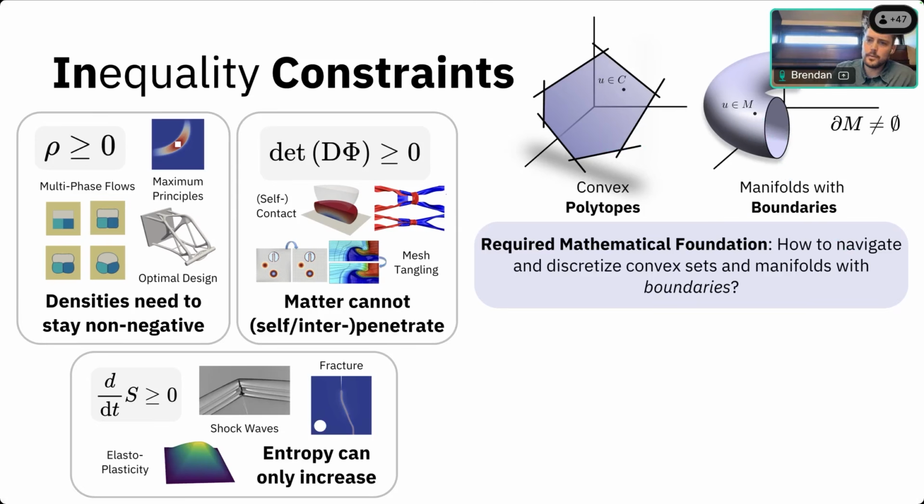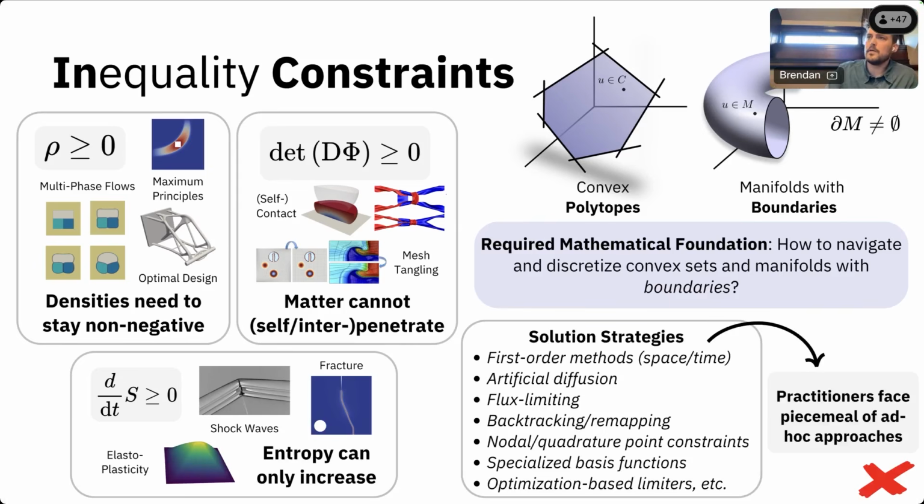What we need is a way to navigate these manifolds with boundaries that's somehow respected by the discretization. And if we don't somehow respect this boundary in the discretization, we fall into another class of solution strategies. I like to think of these as the discretize and repair side of scientific computing, where you make a discretization, you don't respect these constraints, and then you have to adjust it or reset it or do something else.